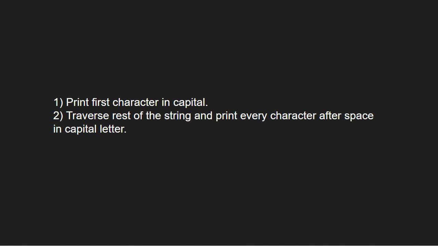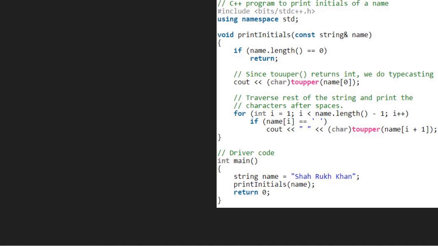Next, let us have a look at the algorithm. We take a sample name Shah Rukh Khan and pass it to print initials function. Now, in the print initials function, we check if length of string is 0. As it is not, we print the first character of string in uppercase, so capital S will be printed.